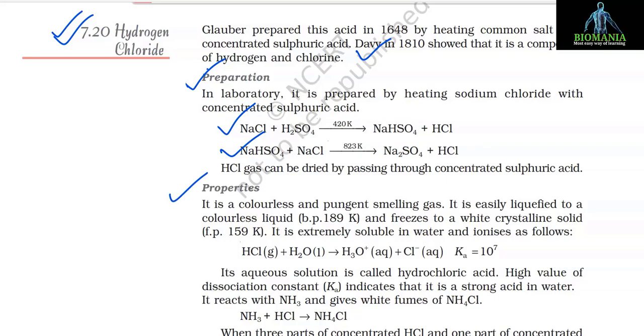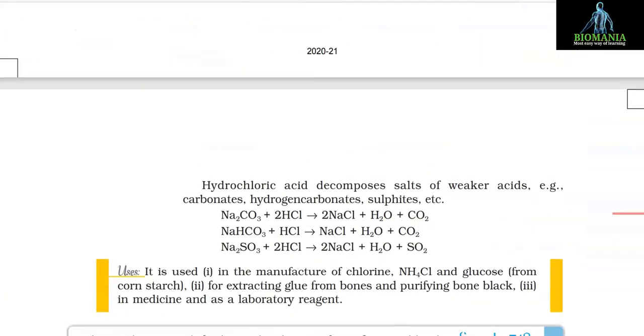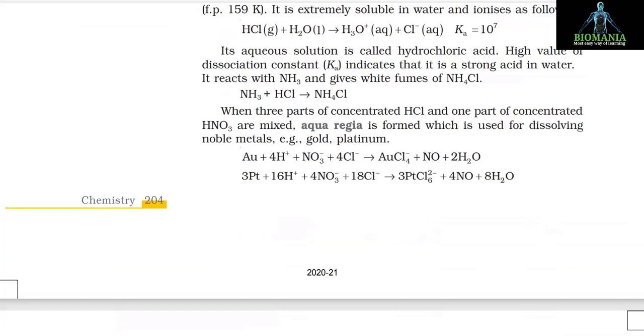Properties. It is a colorless and pungent smelling gas. It is easily liquefied to a colorless liquid. Boiling point is 189 Kelvin and it freezes to a white crystalline solid. Freezing point is 159 Kelvin. It is extremely soluble in water and ionizes as follows. The reaction is HCl + H2O gives H3O+ + Cl-, and Ka is 10^7. Its aqueous solution is called hydrochloric acid.